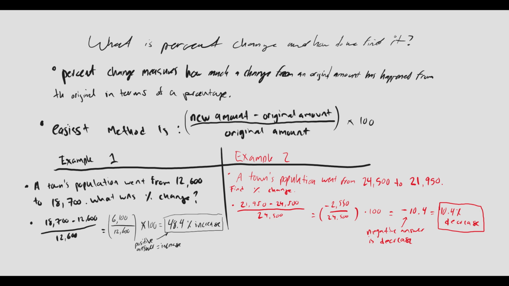Here are two examples. A town's population went from 12,600 to 18,700. What's the percent change? I subtract 18,700 minus 12,600, divided by 12,600, and then times it by 100. You get 48.4% increase. Do note that we say increase because it was a positive answer. Now, if we look at the second example, a town's population went from 24,500 to 21,950. And so we subtract 21,950 minus 24,500 and then divide it by 24,500. You'll end up with a negative 10.4% after timesing by 100. And since the answer is negative, we mark it as a decrease.